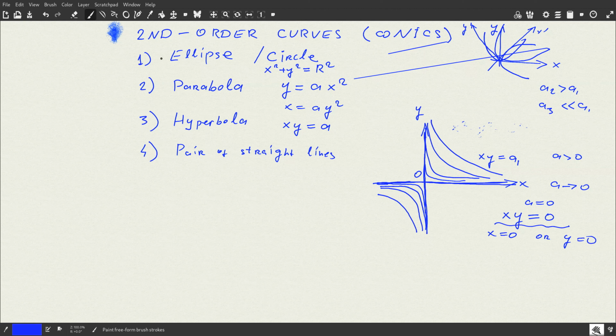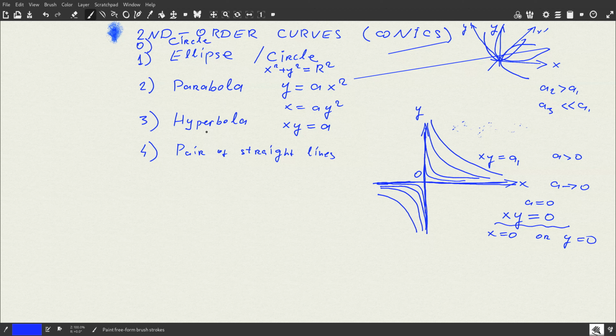So yes, there are 4 different cases. I would even, to make things clear, put at position 0 the circle. And then we have 5 cases: circle, ellipse, parabola, hyperbola, and a pair of straight lines. These are all possible types of second-order curves.